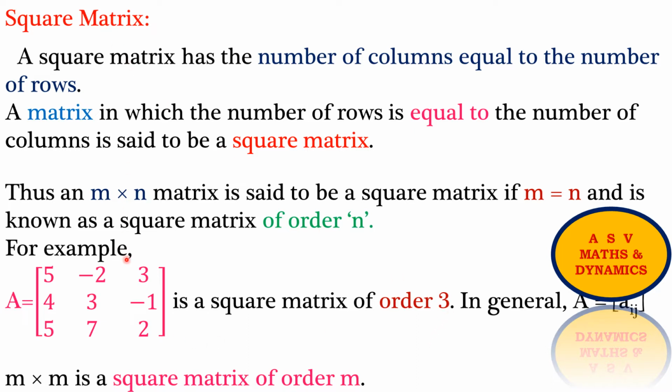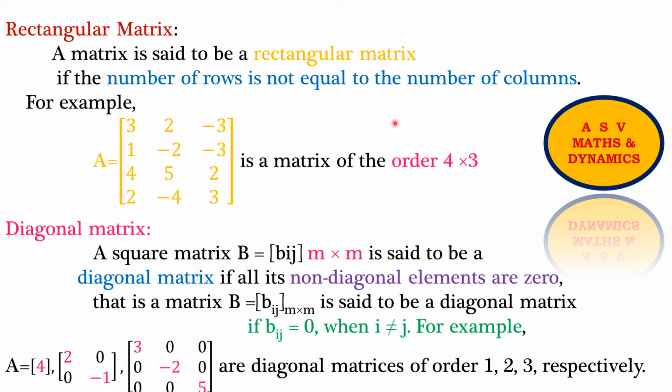It is very important. When you see the order m cross n with m equal to n, you can call it a square matrix. Rectangular matrix means it is not equal. The number of rows is not equal to the number of columns, which means it is a rectangular matrix.